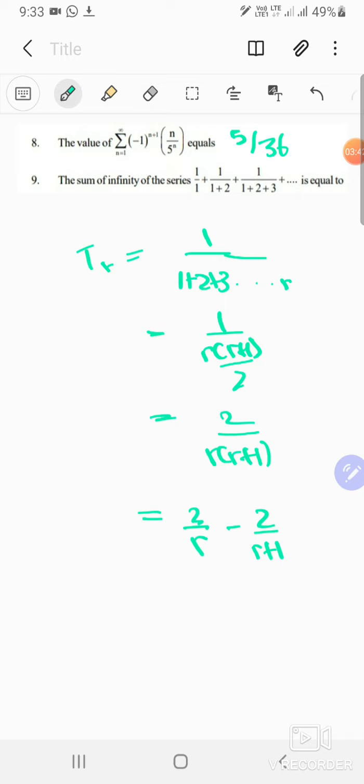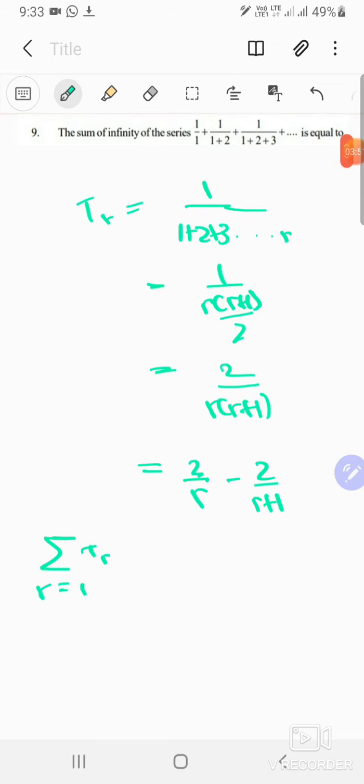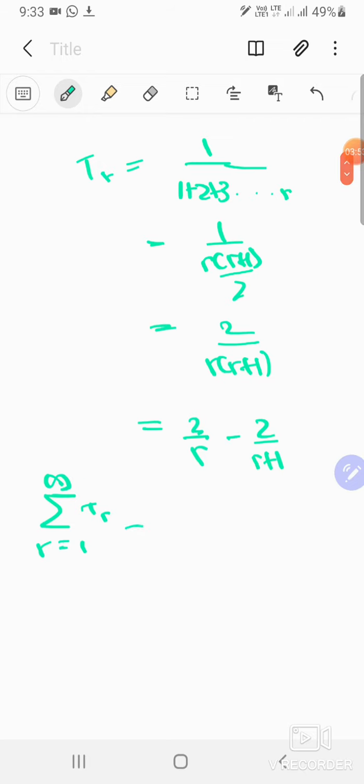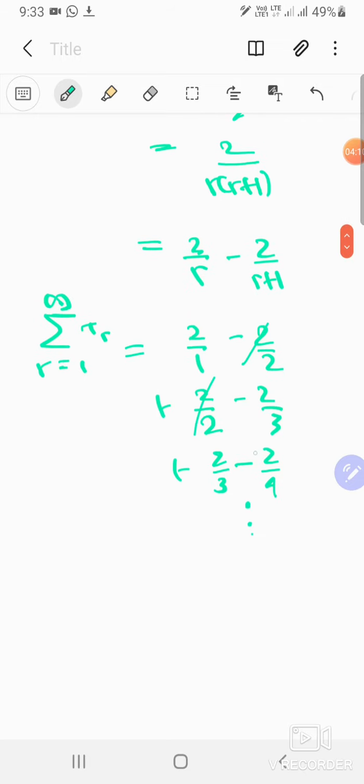Okay, so that's nice, right? So now let's sum this up. So summation of t r from r equals 1 to infinity, first of all you will put 1 in there, so you will get 2 upon 1 minus 2 upon 2, then plus 2 upon 2 minus 2 upon 3, plus 2 upon 3 minus 2 upon 4, and it will keep going like that. So stuff cancels out, and you see that in fact all the terms will cancel out except the last term, which is negative 2 upon infinity, but that's just 0, so never mind. So that's just equal to 2 upon 1, which is 2.